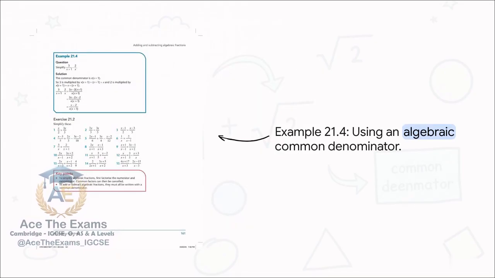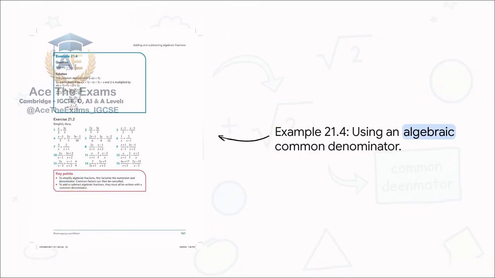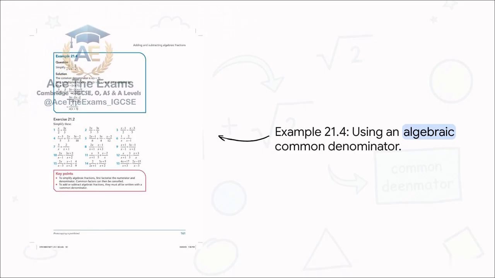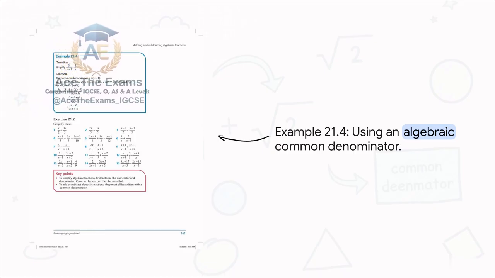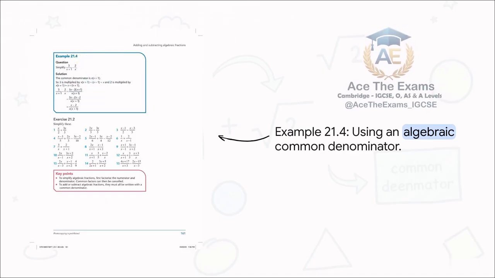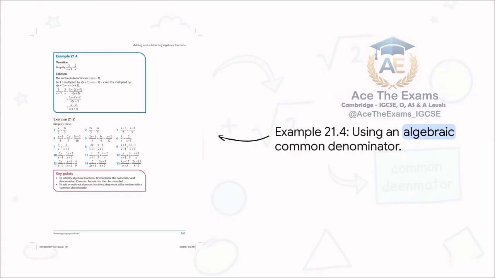In example 21.4, we're subtracting 2 over x from 3 over x plus 1. Now, our denominators are algebraic expressions, not just plain numbers. But does the actual procedure change? Nope, not at all. The common denominator here is just those two original denominators multiplied right together. x times the bracket x plus 1.